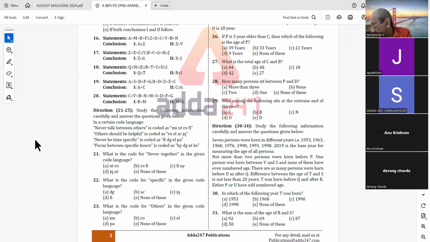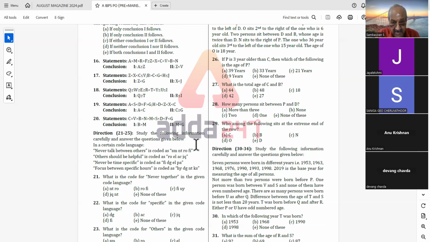Can you tell me two more words having two codes? There are two more words. One is should. It is JQ or AC. Similarly, helpful, AC or JQ. That is not required for this problem, but I am telling you so that you can understand the question correctly.